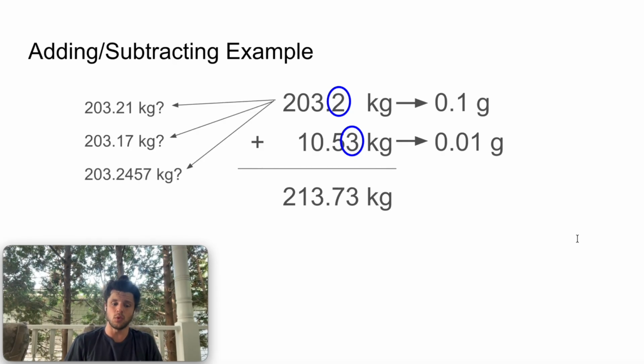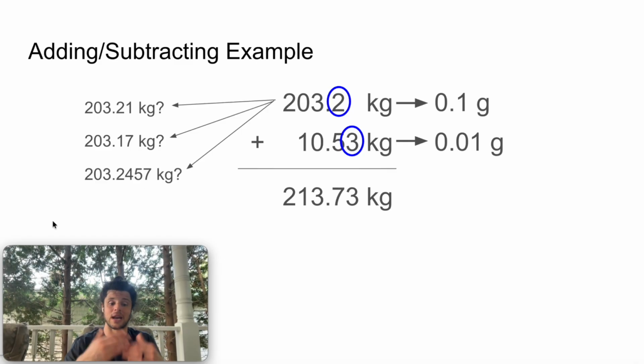And if we look at the first one, there's a bunch of different numbers, a bunch of different masses to the hundredths or the thousandths or the 10,000ths of a gram, that would have given us this number of 203.2 kilograms on a scale that is only accurate to the tenths of a gram, right? We could have had 203.21 kilograms. We could have had 203.17 kilograms. Both of those would have given us a reading of 203.2 kilograms on this scale that's only accurate to the tenths of a gram, right?